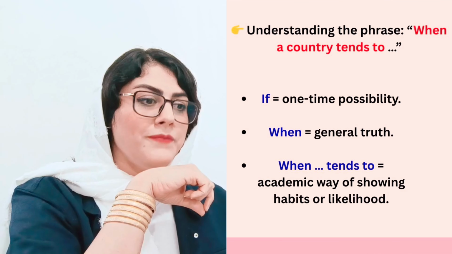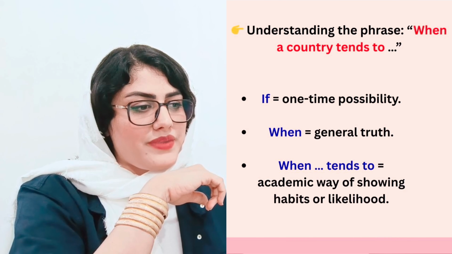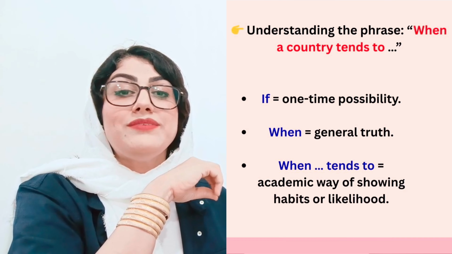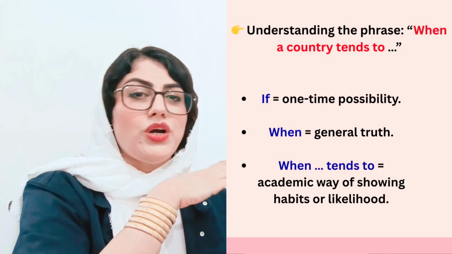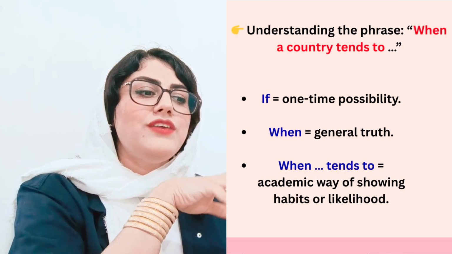The sentence begins with a conditional phrase: "when a country tends to." This is sophisticated and shows advanced grammar. "When a country tends to" is not simple. "Does not necessarily give up its culture" is a way of saying globalization isn't all negative. Words like "necessarily" make your argument more precise and academic.